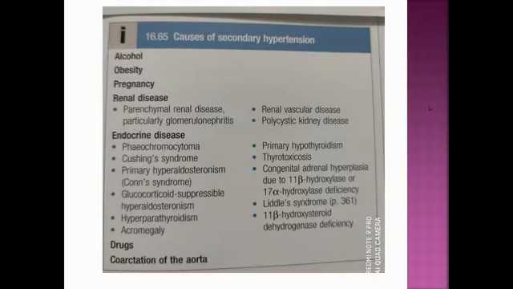Now, the causes of secondary hypertension. I have also taken it from Davidson medicine. Alcohol, it is a bit less common in our country. Obesity, this is very important, and it has become predominant in our country also. Obesity, that is mainly central obesity. Pregnancy, that is pregnancy-induced hypertension. Renal disease, parenchymal renal disease, most commonly glomerulonephritis, that is acute glomerulonephritis or chronic glomerulonephritis.